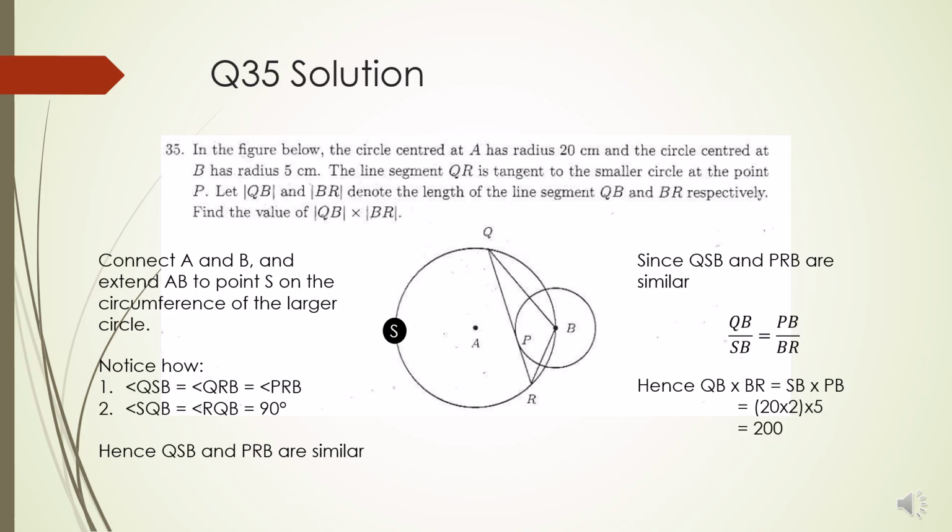Then we can have the ratios of the sides. QB over SB equals PB over BR. Now we're trying to find QB times BR, and we know that this equals SB times PB, and if we multiply them together we get 200, which is the answer.